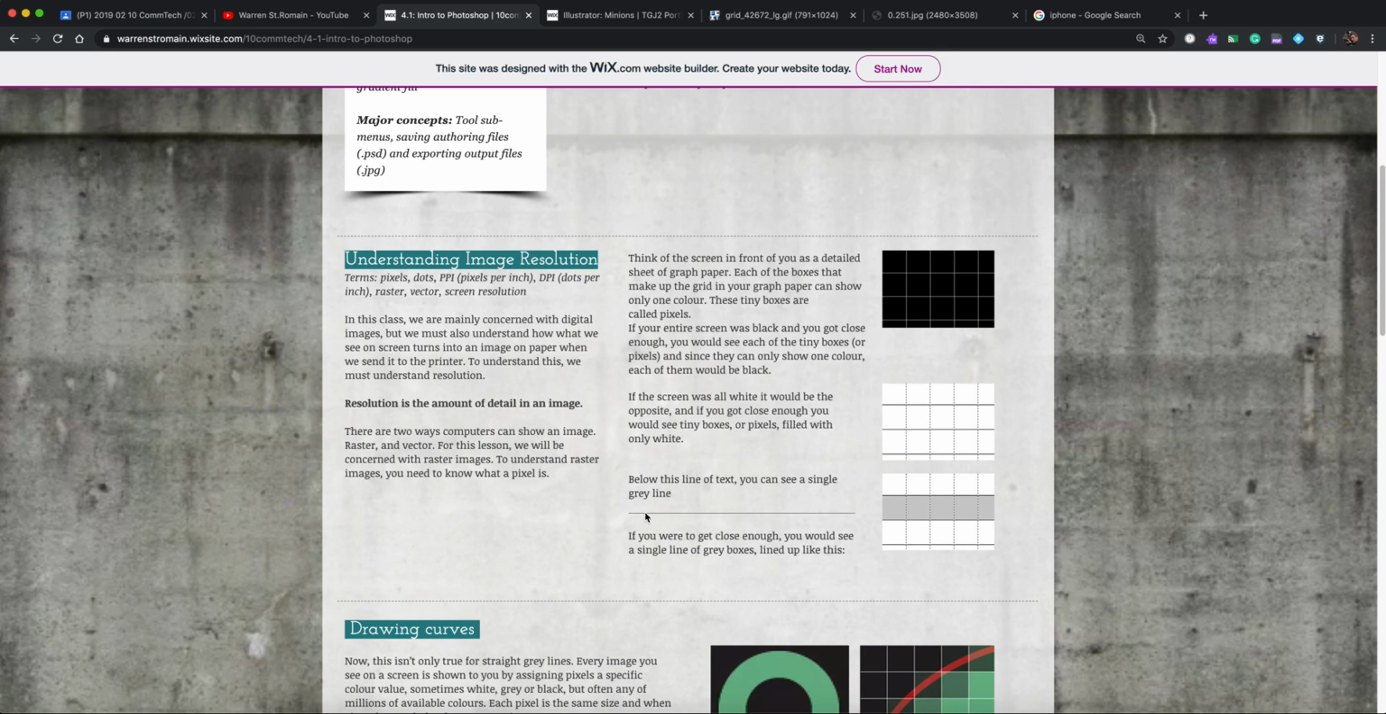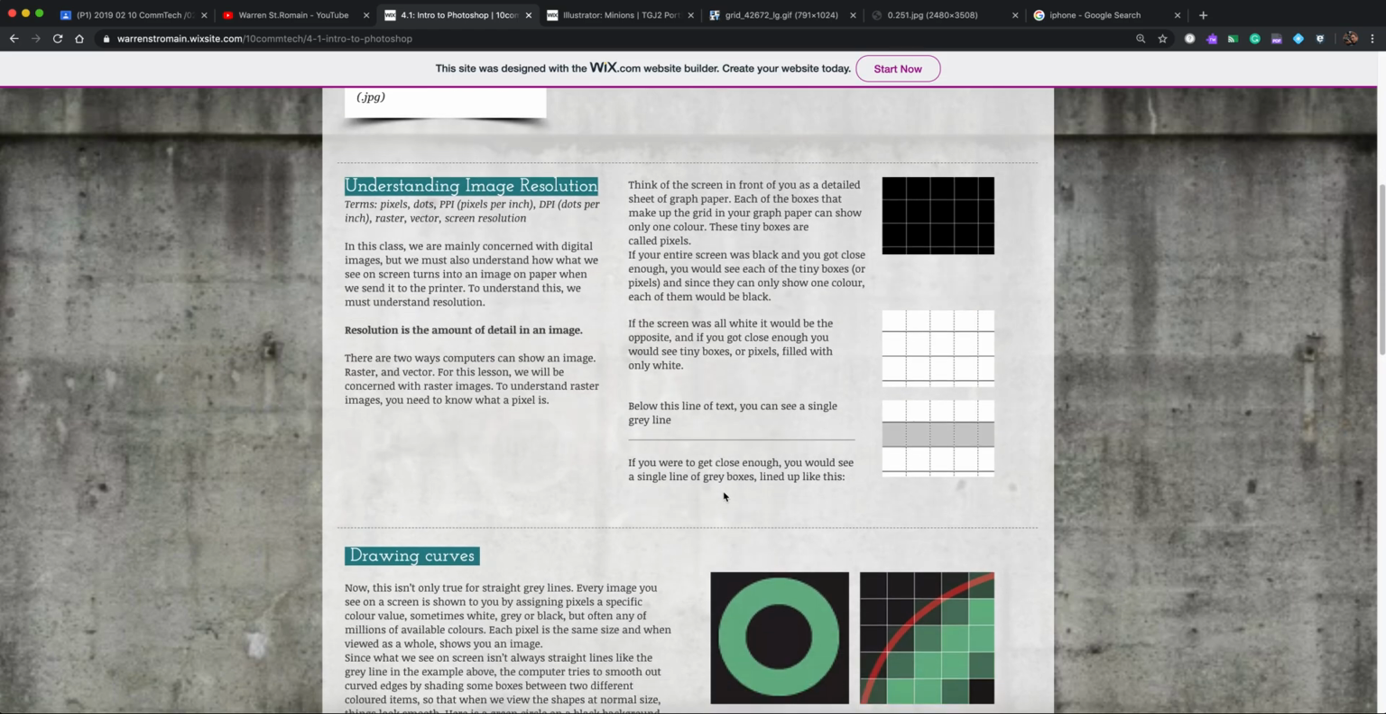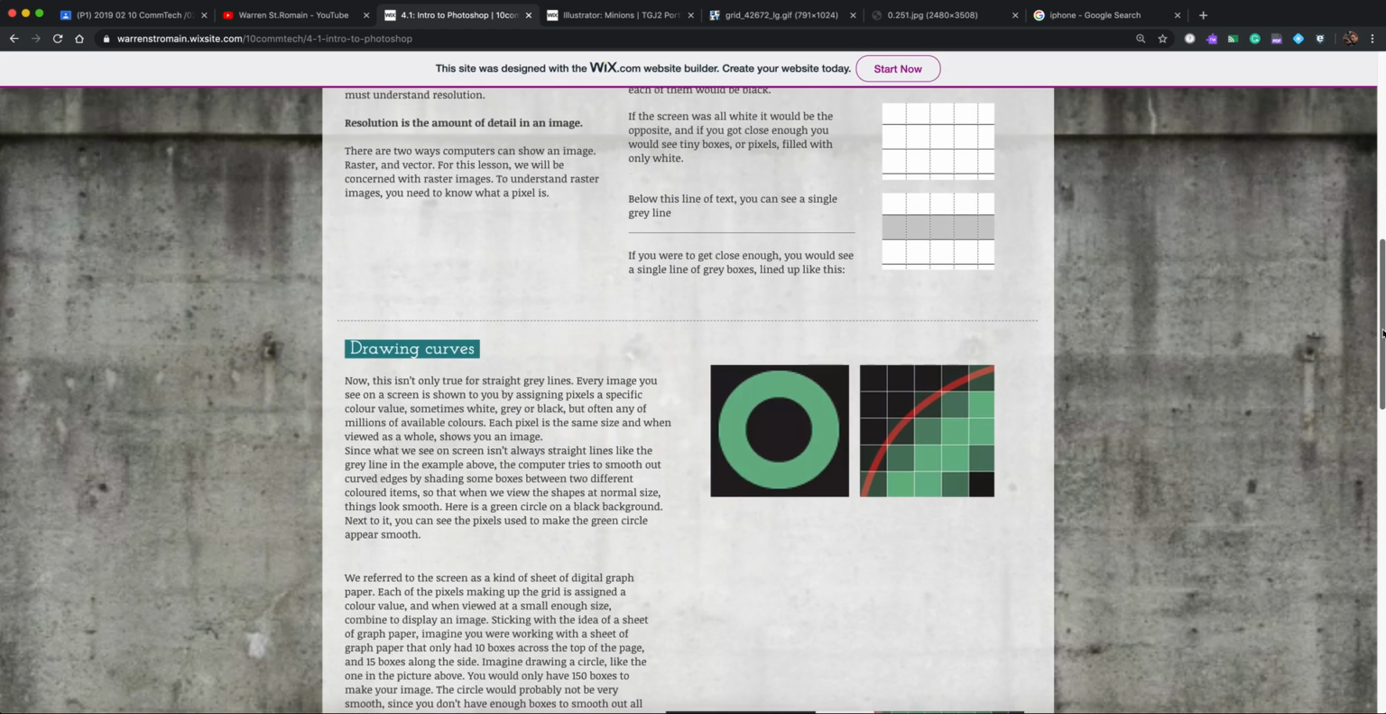Now what you see here, below this line of text, is a single gray line. Right here there's a 1 pixel gray line. If you got close enough, it looks like this: 1 pixel, 1 pixel, 1 pixel, all the way across, for that many pixels in a row. That's essentially how images are made. This is for a really simple gray line, but if we get into more detailed and curved images, it's the same concept.